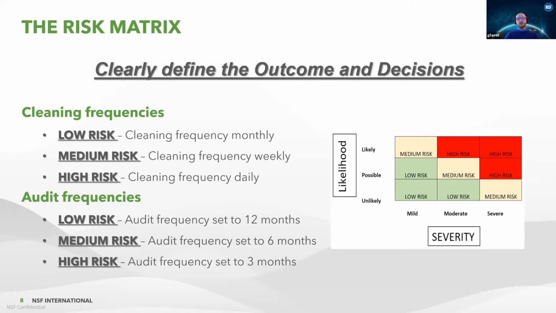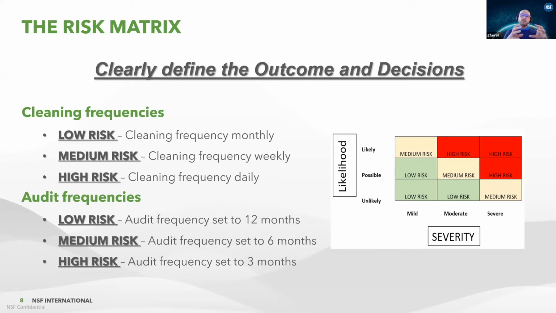So for cleaning frequencies, the scope could be, can we change our cleaning frequency for something? If we assess the severity and the likelihood and it comes out low risk, what does that mean to us? That means we're going to move the cleaning frequency to monthly. Medium is we're going to move it to weekly. High risk, we're going to move it to daily. Audit frequencies, same thing. From low risk, we're going to audit at 12 months. This could be your glass and brittle plastic. Medium risk, we could look at 6 months, high risk, 3 months. That's our criteria. So now what we've done is we've defined what our likelihood and severity are.